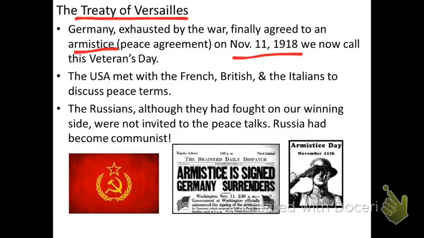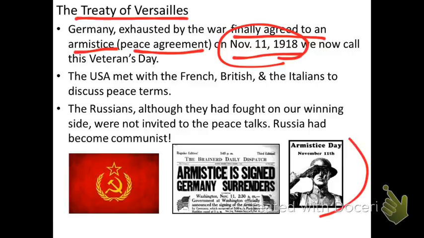Germany finally agreed to an armistice, peace agreement, on, again, November the 11th, right there. At first, and for many decades, we called this Armistice Day, which you can see depicted down here in this little poster. But sometime after World War II, we changed it from Armistice Day to Veterans Day to honor all American vets.